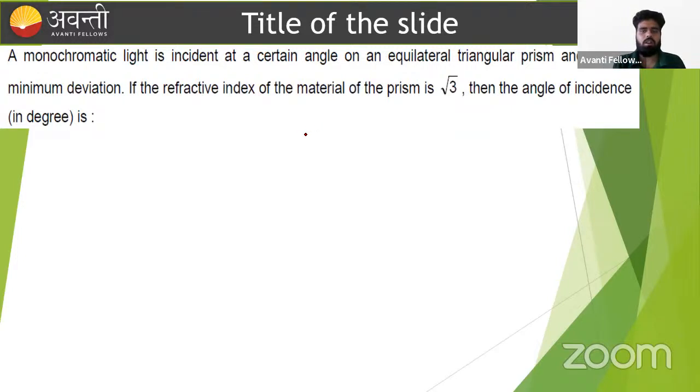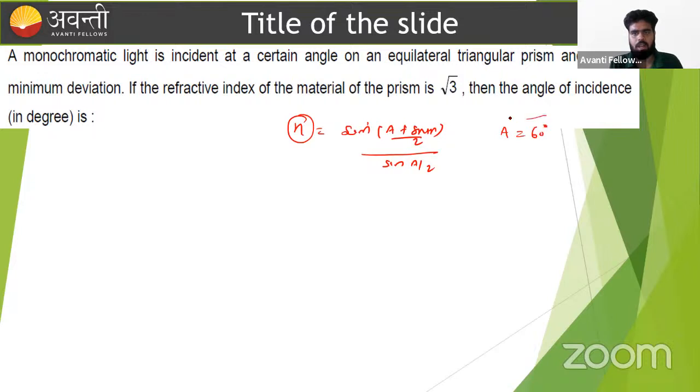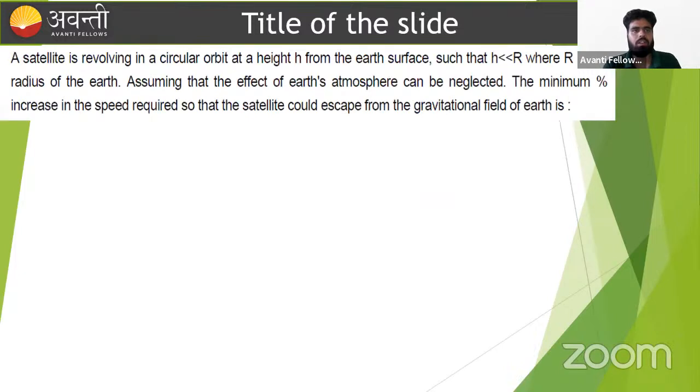And again, this is directly based on the formula n equal to sine of (A plus delta minimum) by 2, divided over sine A by 2. Here the refractive index is given, and we know that an equilateral prism means the angle of prism is 60 degree. If we solve this, this value is the angle of incidence, that is (A plus delta minimum) by 2. Again, the answer of this question is 60 degree.